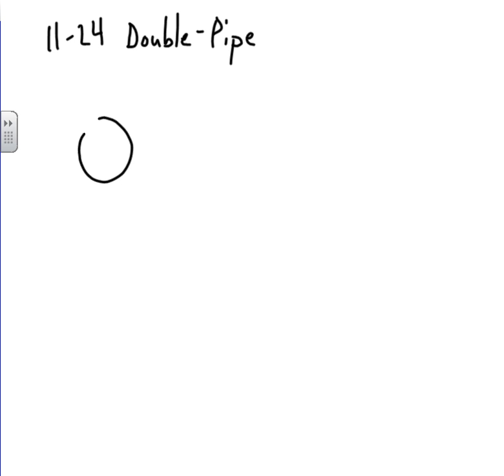Okay, this is going to be the homework solution for problem number 11-24. This problem is on double pipe heat exchangers. Okay? So what we are given is that there is this double pipe heat exchanger. Here I'm drawing the cross section.